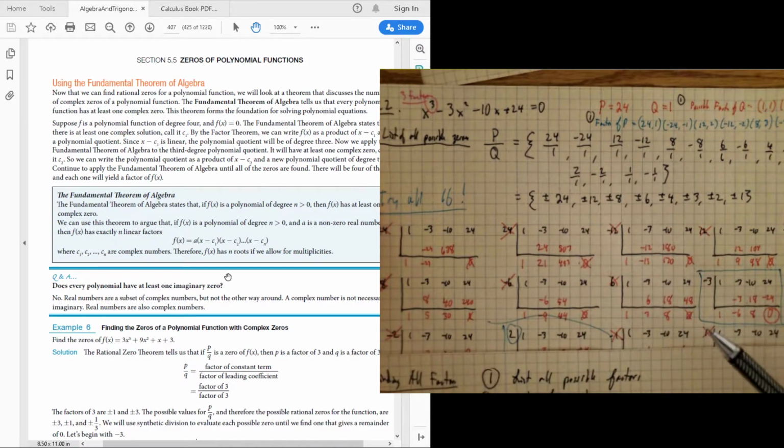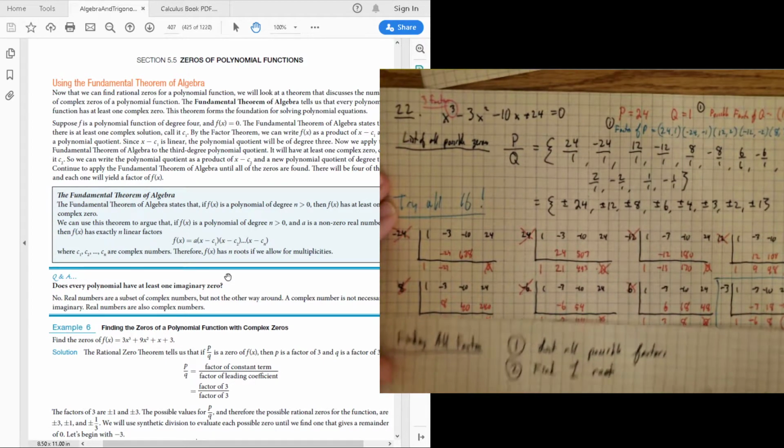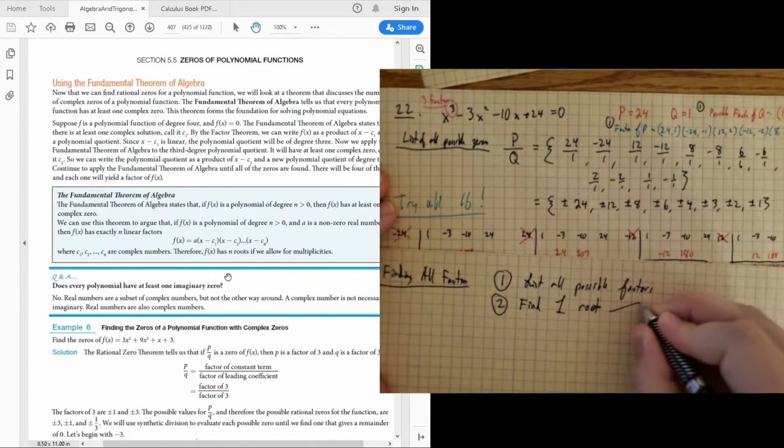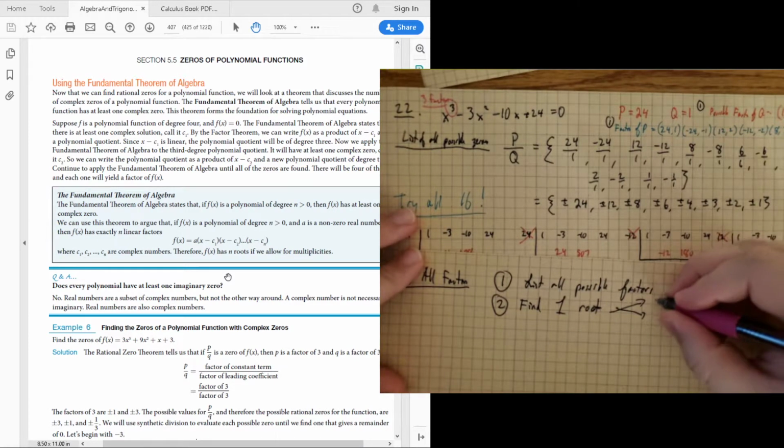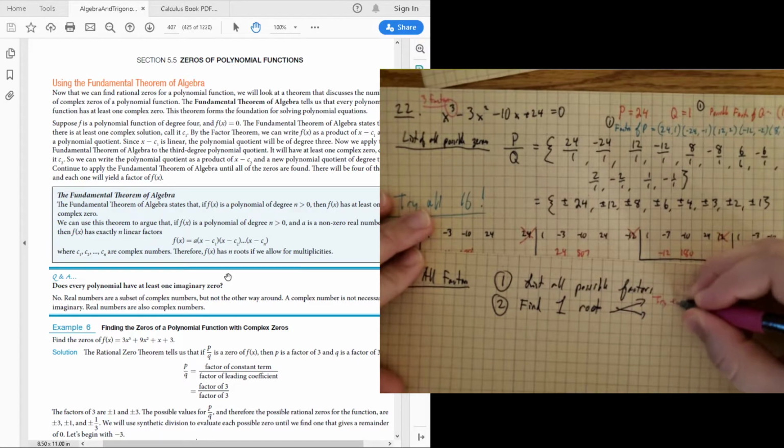Okay? And here's the thing. If you got a big list, that can be real intimidating. So I'd recommend some things for you. When you try to find one root, I have some recommendations. Number one, try easy roots first.